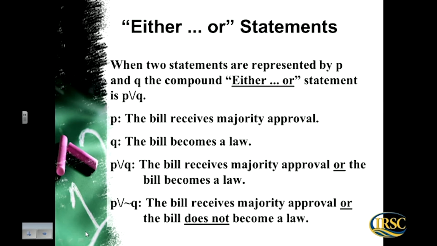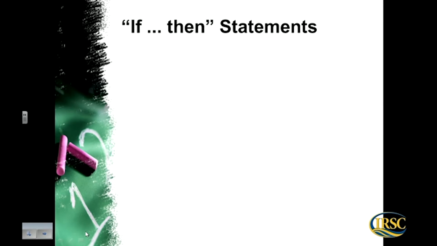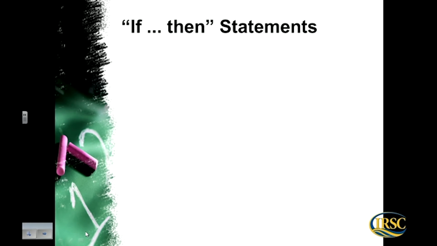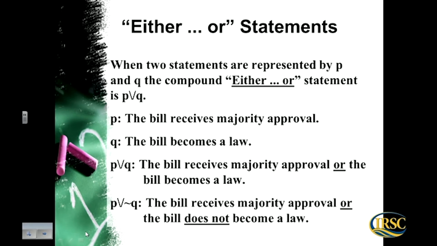Okay, the next connector that we're going to look at is the if-then statements. So if you put two statements together using the words if-then, then you're going to symbolize that with the arrow. And you know what? I'm going to step back for a second. Actually, let me jump back. I want to be able to relate the or and the and to what we've already seen in Chapter 2. That was what I forgot to mention here.